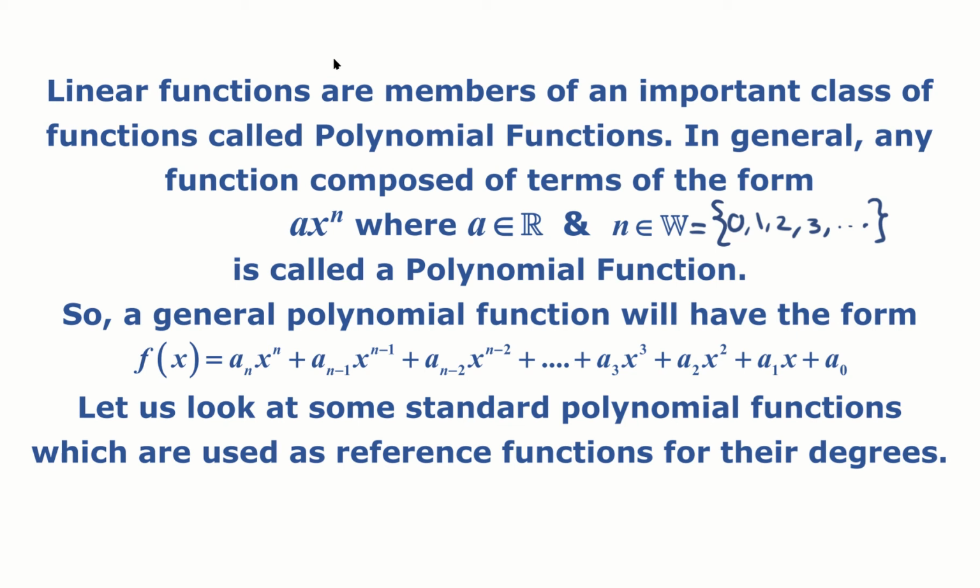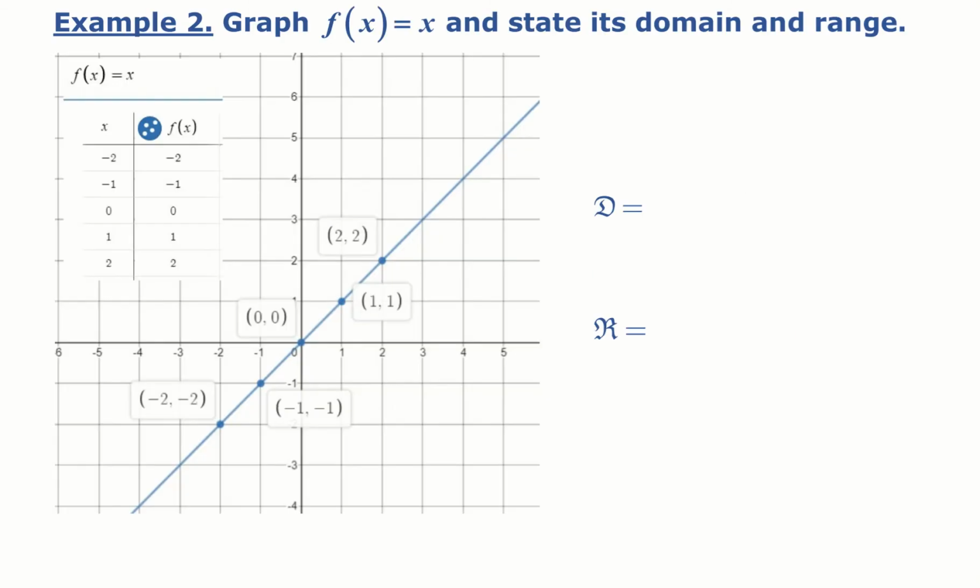Now we'll look at some specific ones that serve as reference functions for their particular degree. So the first function we want to look at is just a simple function f of x equals x. Of course, you should recognize this as a linear function, but it's also a polynomial function because it satisfies the definition. So a linear function is a special kind of polynomial function. To graph it, as we have discussed previously, we will replace f of x with y. So we just graph y equals x.